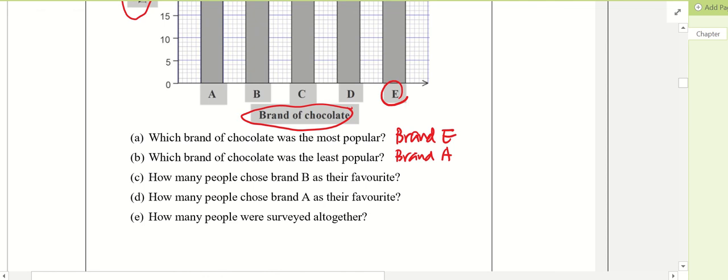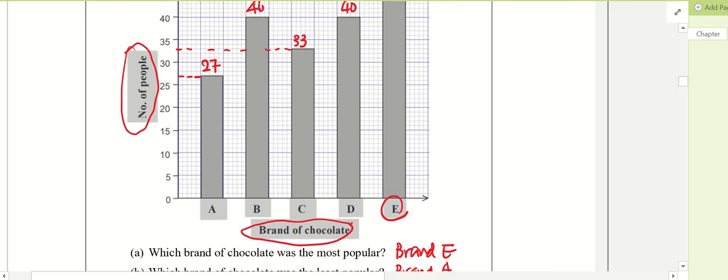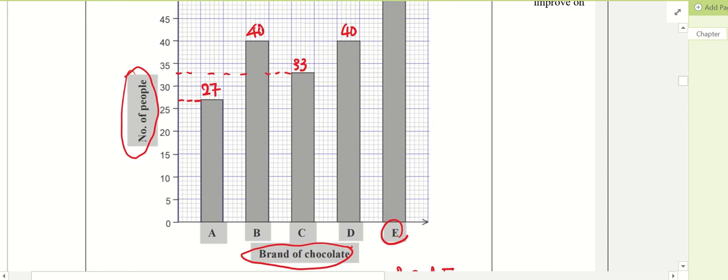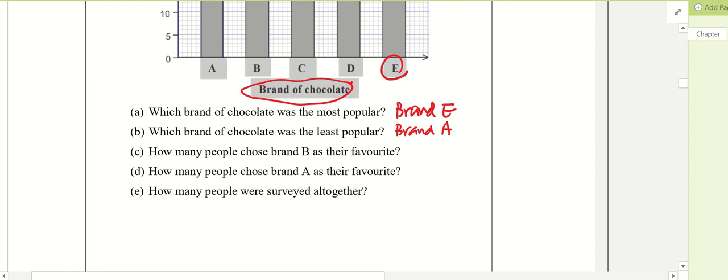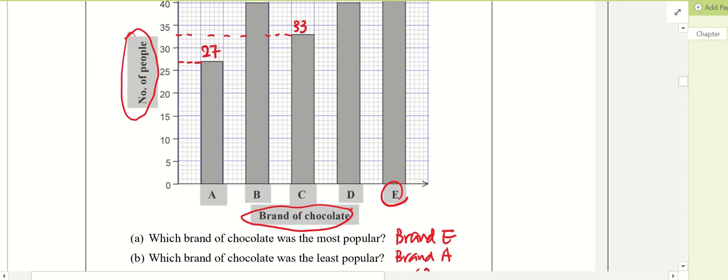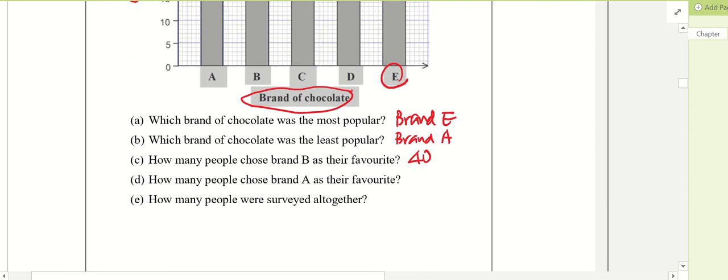How many people chose brand B as their favorite? So this is where your work pays off. Brand B, 40 people. And how many people chose brand A as their favorite? 27, as you can see over here, very clearly.